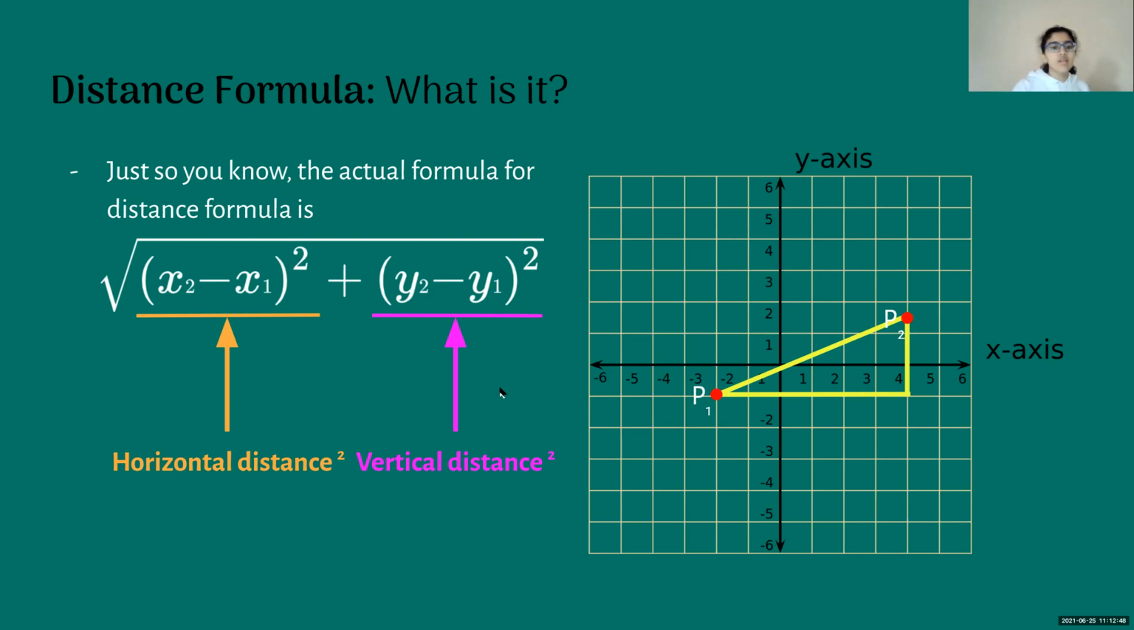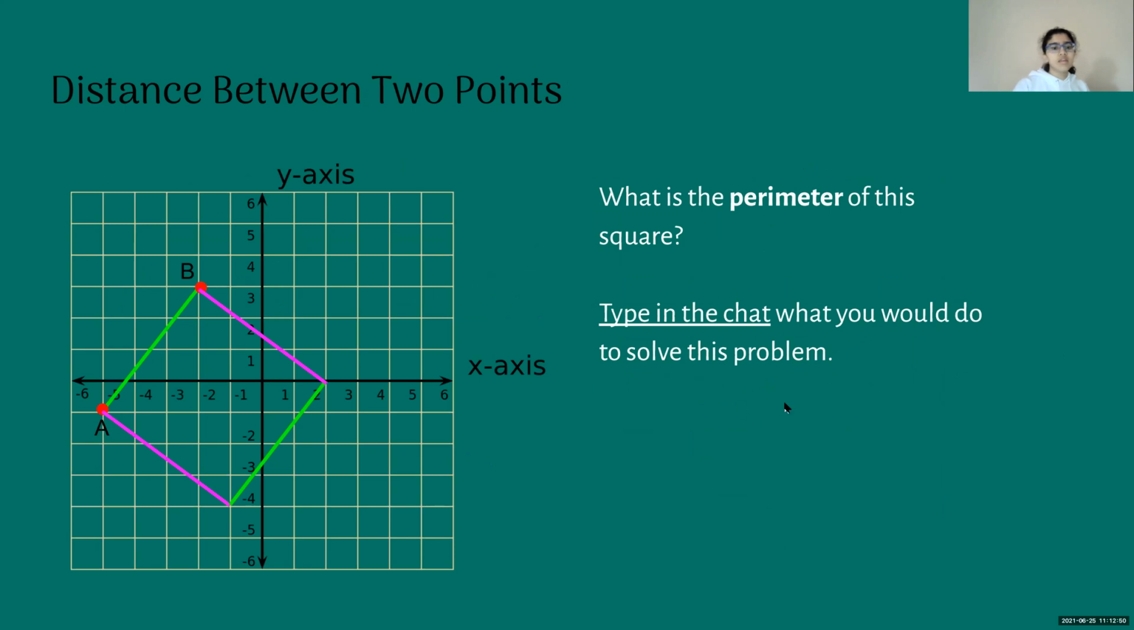So now that we know that, we can solve a few problems. So what is the perimeter of the square? Type in the chat what you would do to solve this problem. So in the chat, how would you solve this problem? Not the answer, but how would you solve it? Yes, okay, find the coordinates, and use the Pythagorean theorem and find the distance between each side.